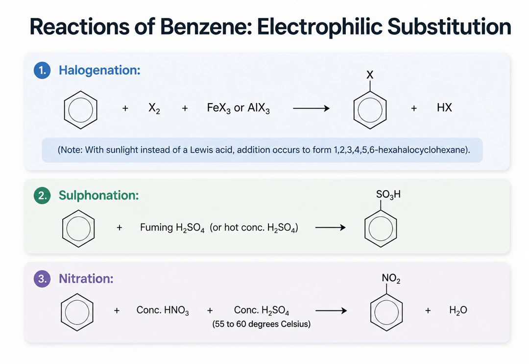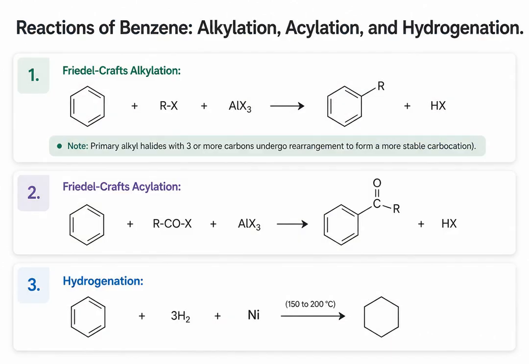For nitration, a nitrating mixture of concentrated nitric and sulfuric acids at 55 to 60 degrees Celsius is used to substitute a nitro group onto the ring. To add carbon chains to benzene, we use Friedel-Crafts reactions. Alkylation uses an alkyl halide and an aluminum halide catalyst.